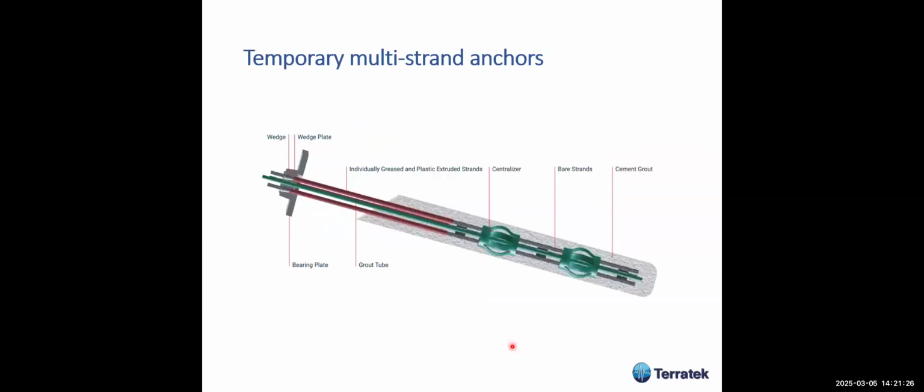And here are temporary multi-strand anchors with no corrosion protection. I have used this a lot for excavations, usually for loads of 1,000 kilonewtons. It is difficult to use the bars. It's more expensive. This is cheaper and very effective. So for temporary application, I have used this a lot.